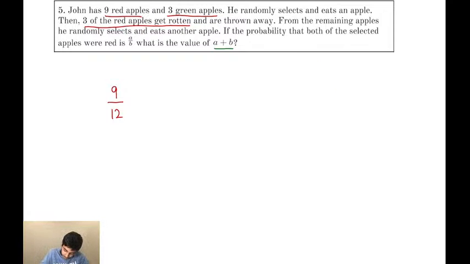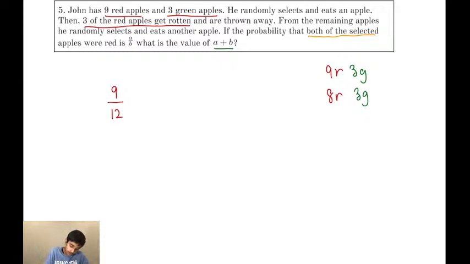So we have 9 red and 3 green apples in the beginning, but then he eats 1 red apple, of course. So if he eats 1 apple, we're left with just 8 red and 3 green apples, right? And again, the reason I'm doing this is because we want to find the probability that both of the selected apples are red. In order to get both apples to be red, the first one has to be red and the second one has to be red.